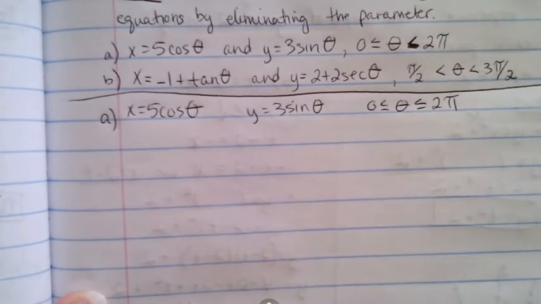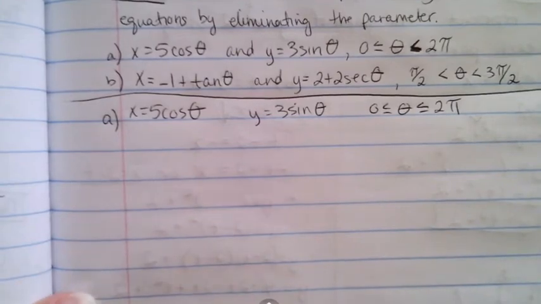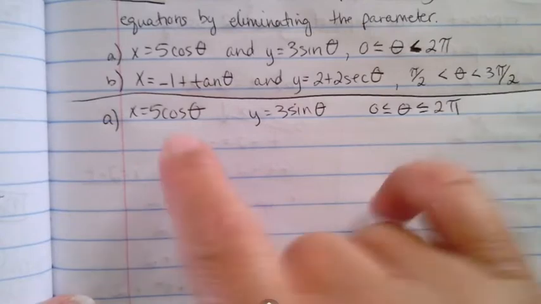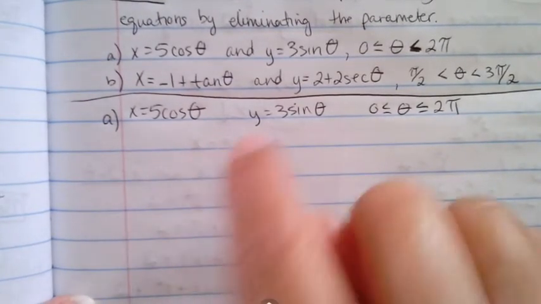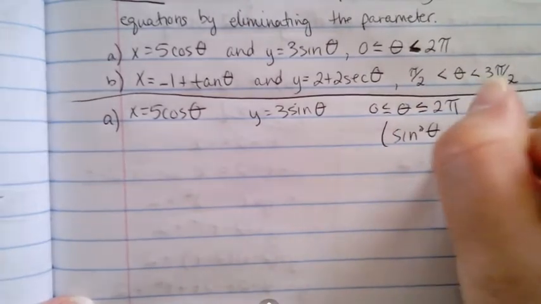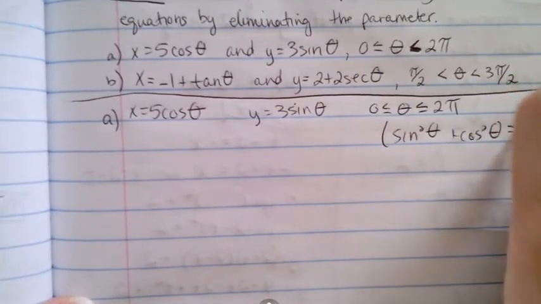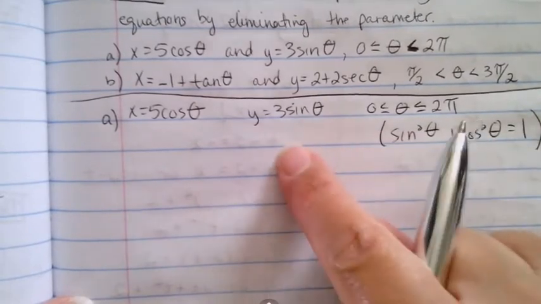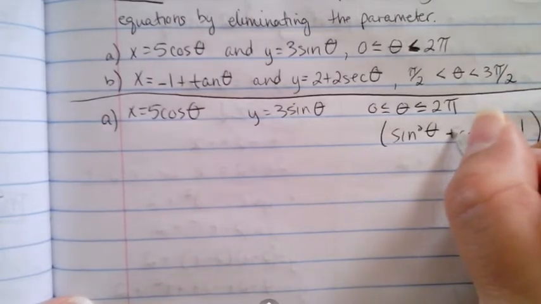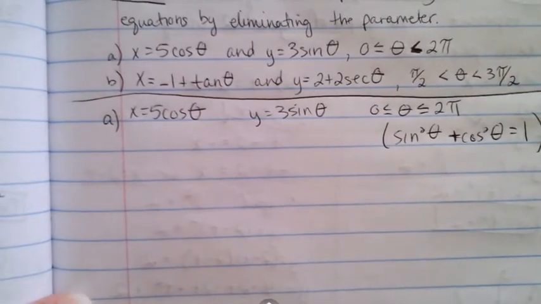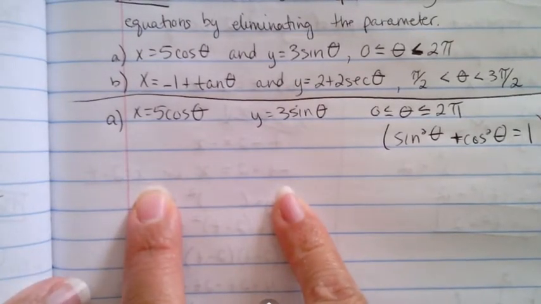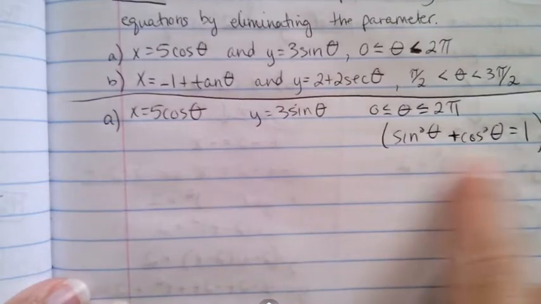For this one, we're going to use one of the identities. What I'm trying to do is combine these two somehow into one equation. And I do know that there's a Pythagorean identity that relates cosine and sine, namely sine squared theta plus cosine squared theta is equal to 1. So we're going to use that for this one. Whenever you have angles, you tend to want to use these. Okay, so just an FYI there. So what we're going to do is solve both of these for cosine and sine, because if we have cosine and sine, we can plug them into this right here.